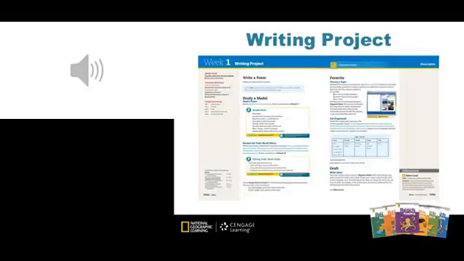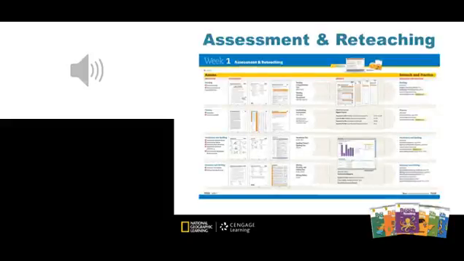Now we've arrived at the instruction for the weekly writing project. One project in each unit will be a research project, and the last project will be a comprehensive writing project that relates directly to the selections the students have read. All projects include each step of the writing process. Turning past the writing project, you'll find the overview of the assessments and the reteaching options specifically for Week 1's instruction.